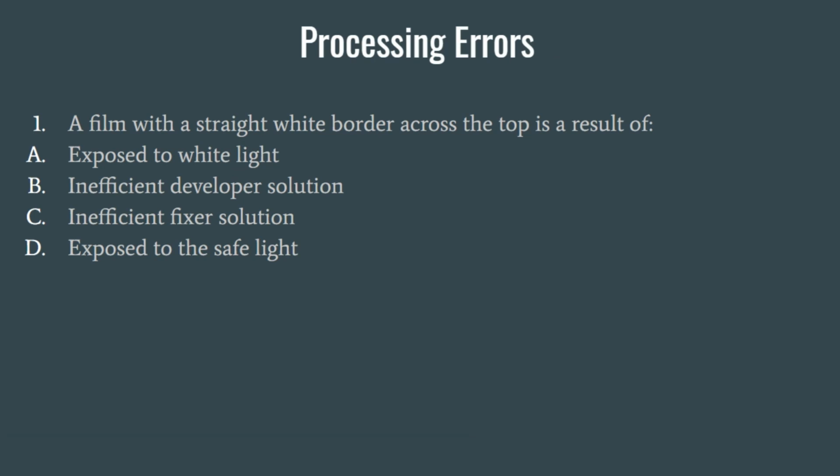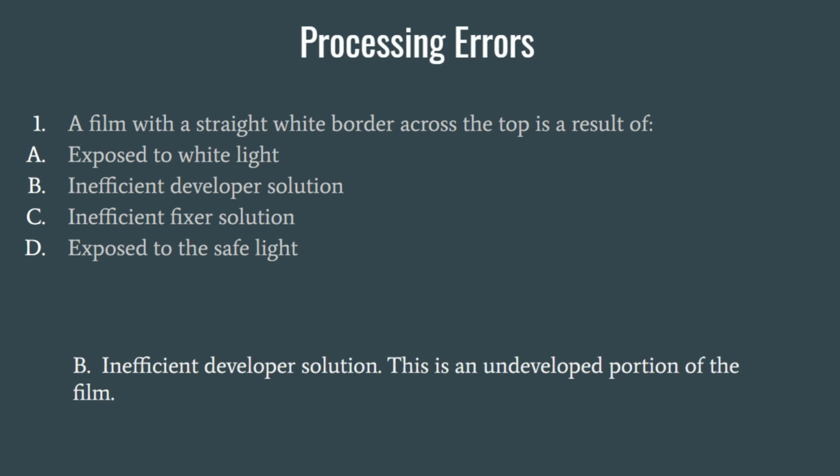So for our little review, a film with a straight white border across the top is a result of A, exposed to white light, B, inefficient developer solution, C, inefficient fixer solution, or D, exposed to the safe light. B, inefficient developer solution. This is an undeveloped portion of the film.